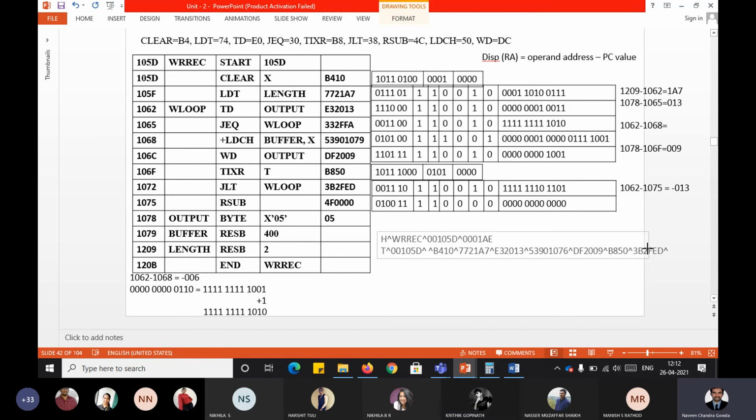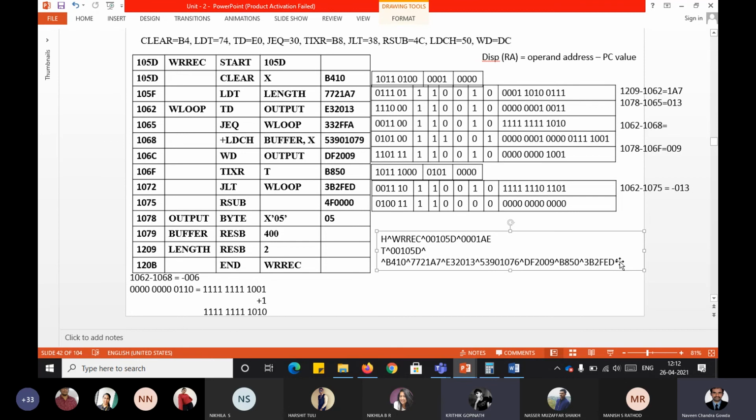I hope you are understanding. This is a continuation of the same text record. You left one in the middle. After E32013, it is 332FFA. That's good. So next, after 3B2FED, it is 4F0000, followed by 05. That's the text record.